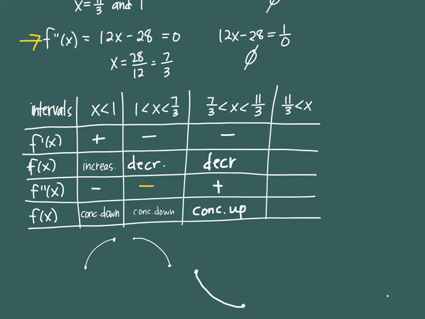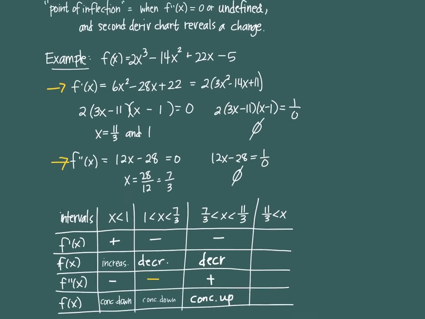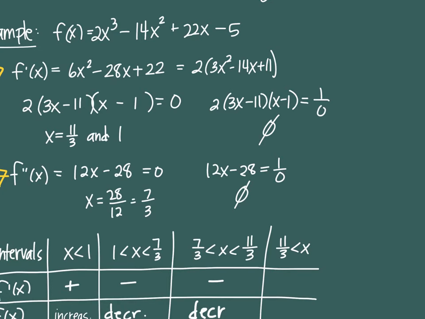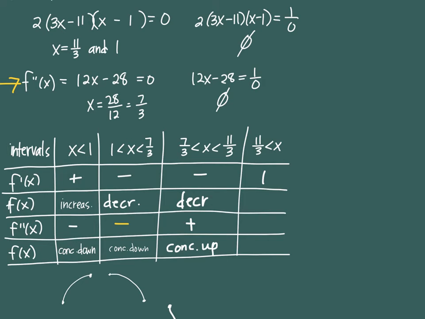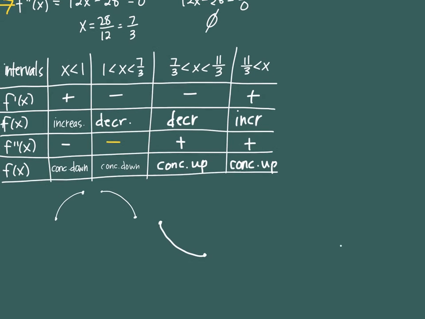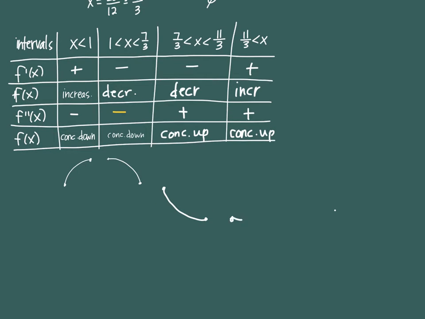And then we'll pick something that's greater than 11/3, the number 10, or something really nice and easy that we could do. Okay, if we put the number 10 into our first derivative, 6 times 10 squared is 600, minus 28 times 10, that's minus 280, plus 22, that's clearly going to be positive, so that'll be an increasing section. And the number 10 in the second derivative will also be positive, so that will be concave up. So now I have an increasing section that is concave up.